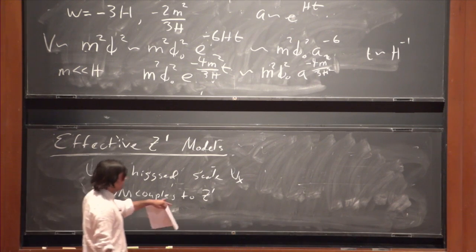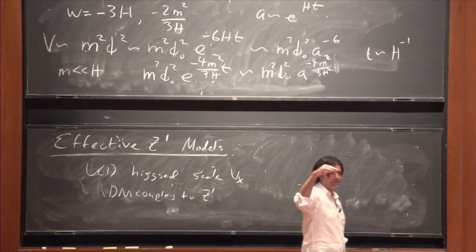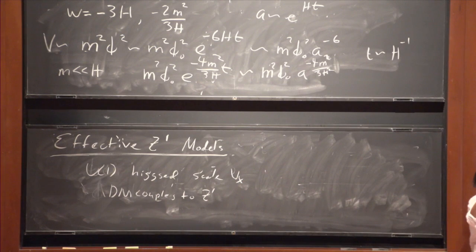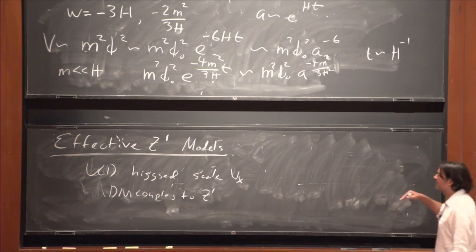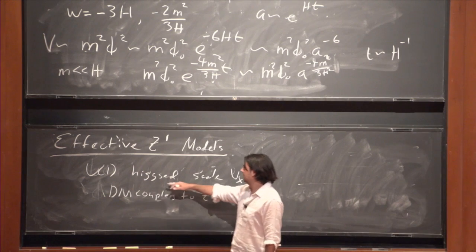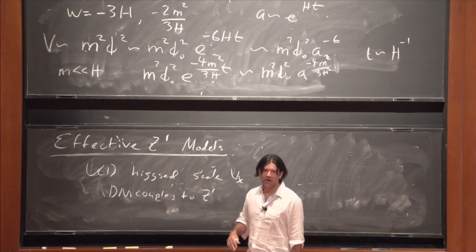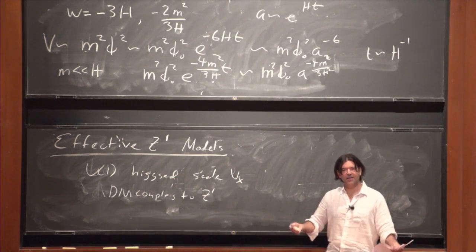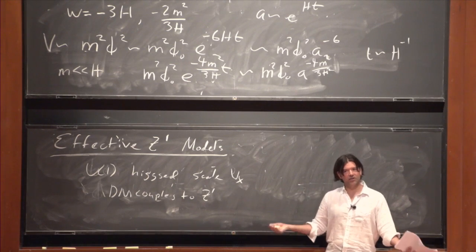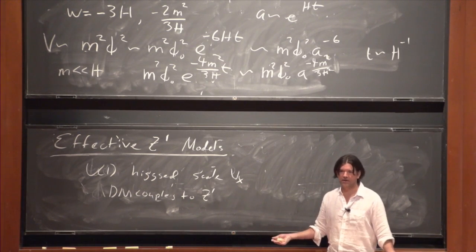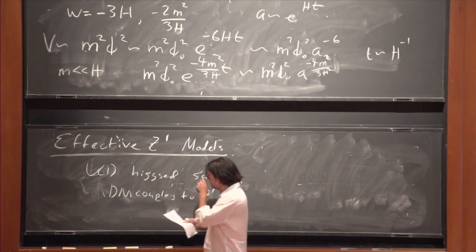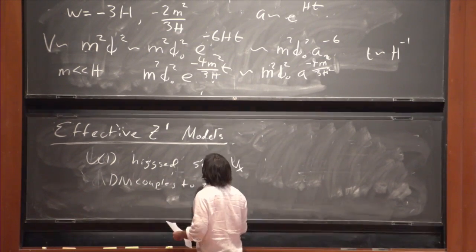Well, if that scale v_x is above the weak scale, then you actually have a lot of freedom, because that is a Higgs Z prime, which means that it can more or less, from the effective theory point of view, have whatever interactions you want it to have with standard model fermions. Let me give you an example of how this works.